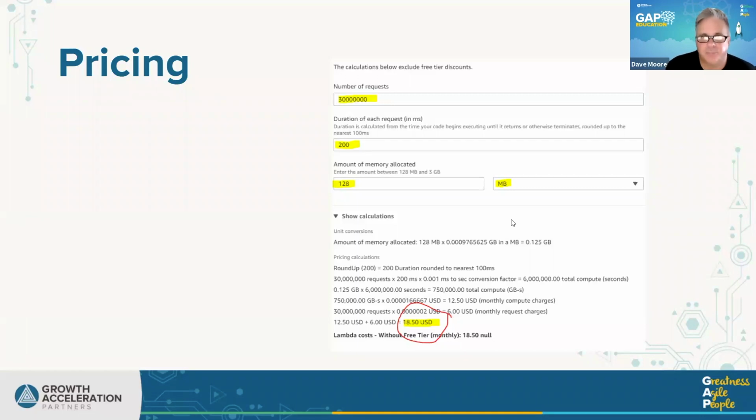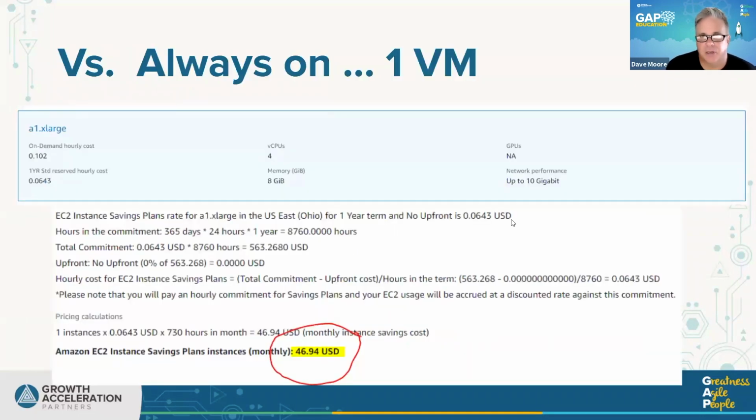So not having to worry about that for less than $20 for 30 million executions, pretty compelling. Let's compare that to a virtual machine. So let's say I have a container running on a VM. In this case, it's an A1 extra large, which is a big machine. We got 4 virtual CPUs, 8 gig of memory. Number of executions does not matter here because this thing is always on. I can use it as much as I want. And this price is $46.94 in a month. So almost 3 times that.